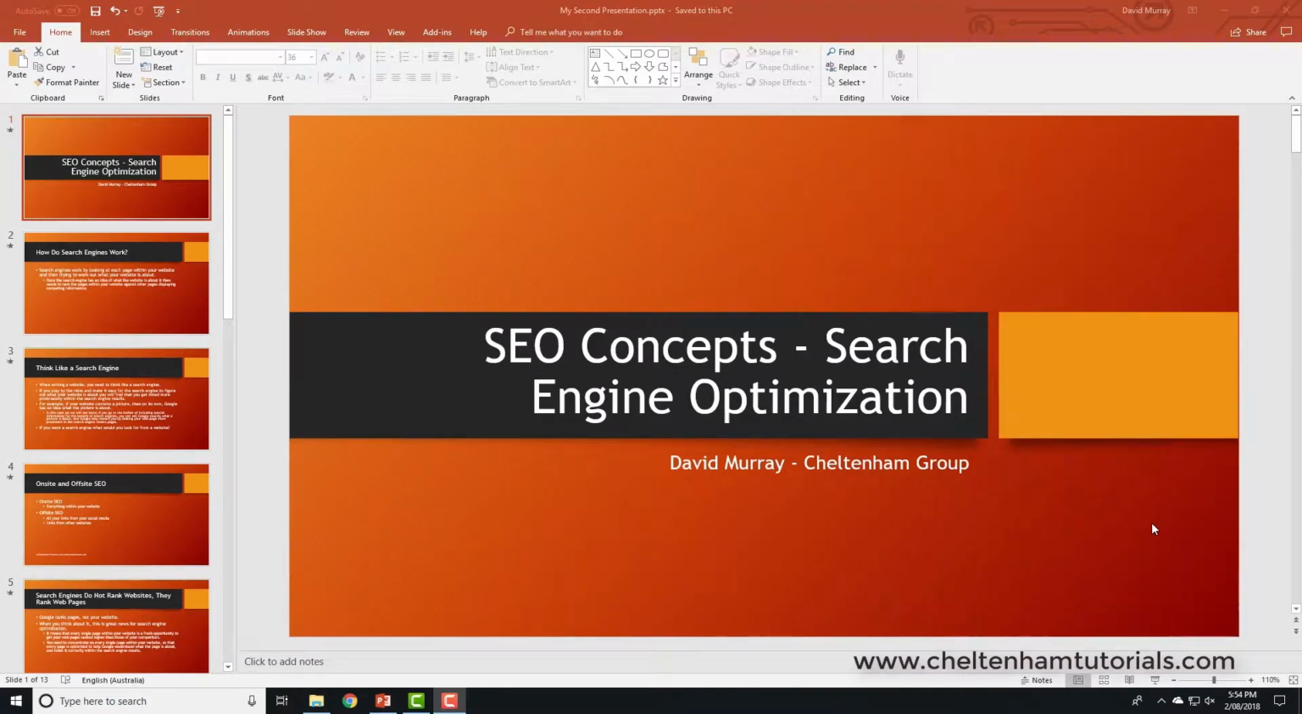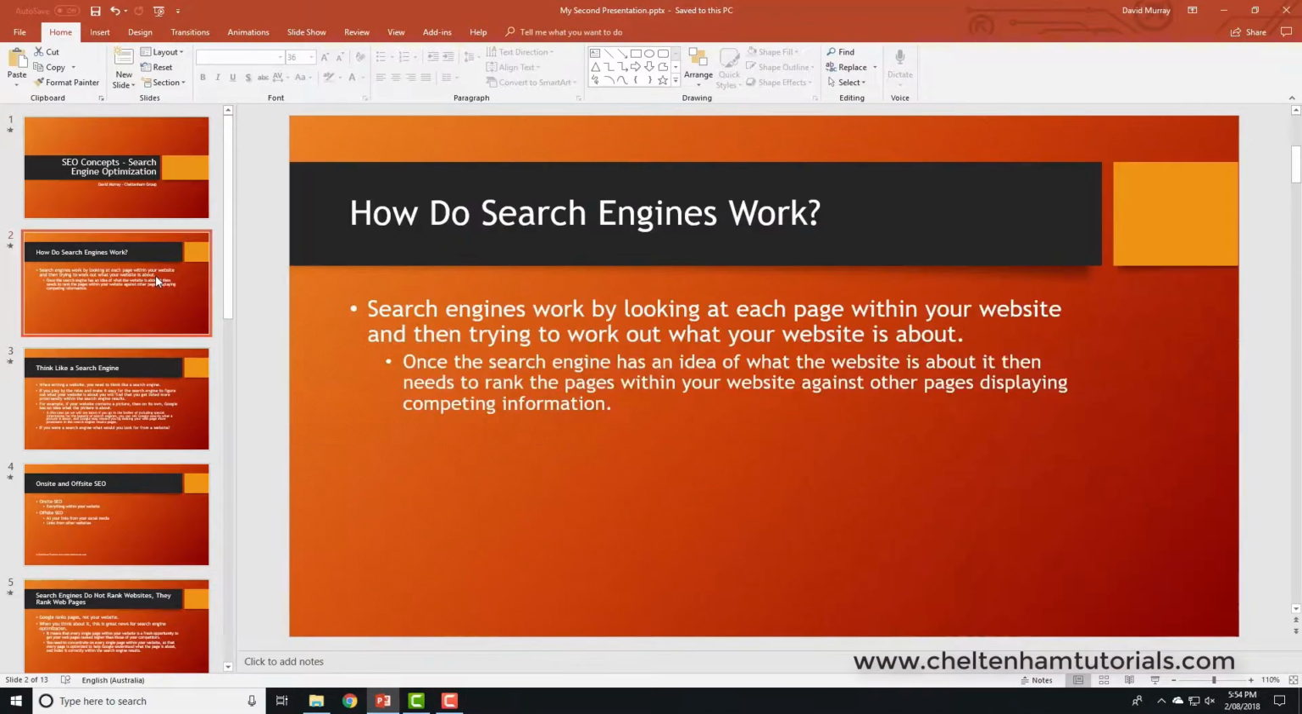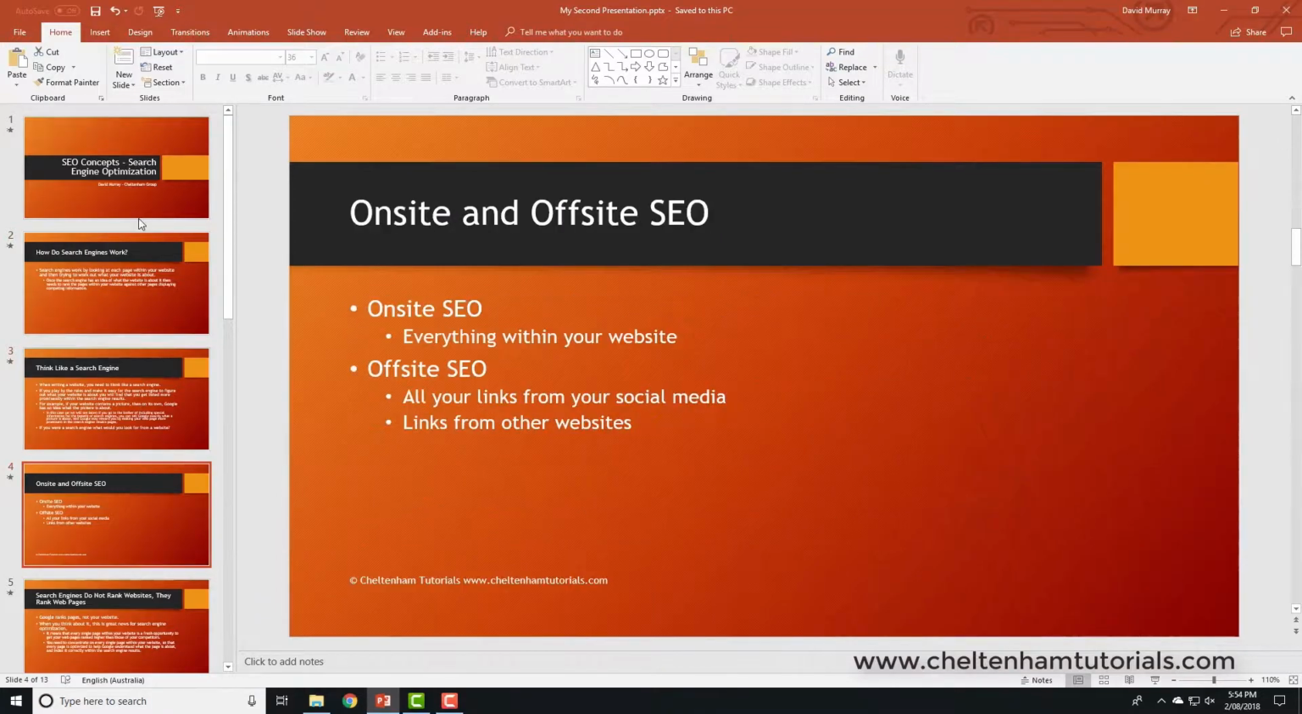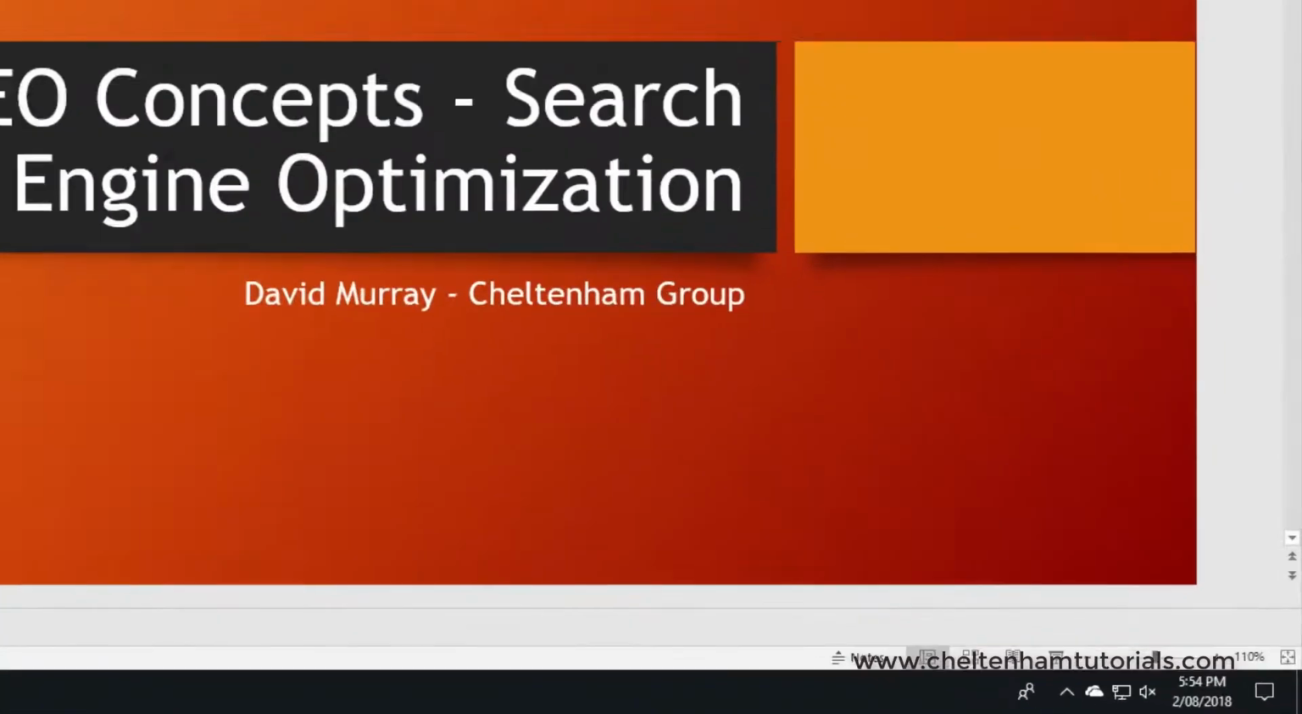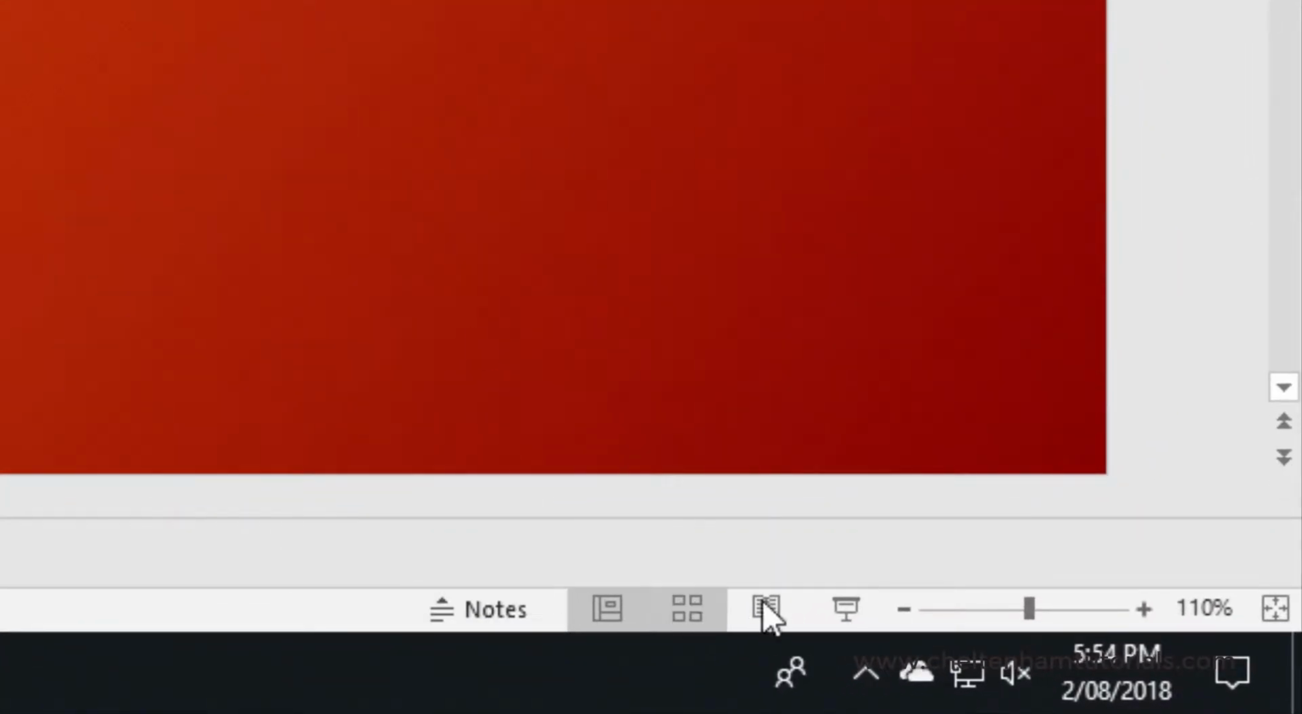Within this section we'll look at the different views available within PowerPoint. Normally you'd work in what's called normal view, which is what we're looking at now. So there's the title slide and then you've got the other slides like so. You'll notice if you look down the bottom here, there's various views available. If I move the mouse pointer over this one, this is called normal view.